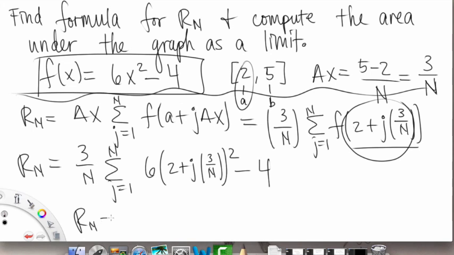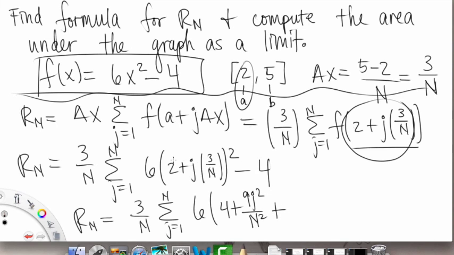So r sub n is going to equal 3 over n, and then the sum from j equals 1 up to n of 6 times, and from here we get 2 squared, so that's a 4. And then if we square this last term, we get plus 9j squared over n squared. And then if we multiply those two terms and double it, we get 12j over n. And then minus 4. Alright, so now let's simplify a little bit and we'll continue on the next slide.